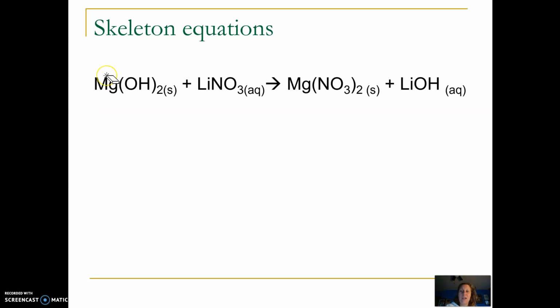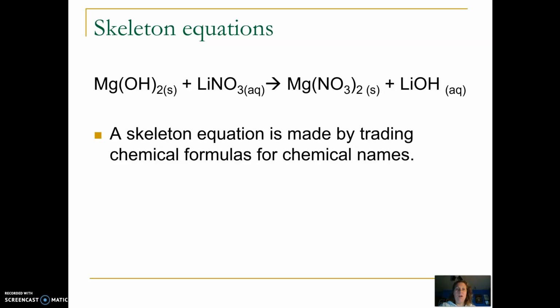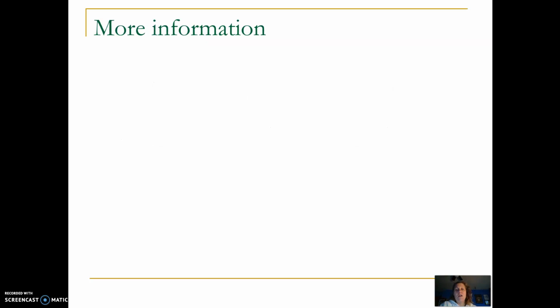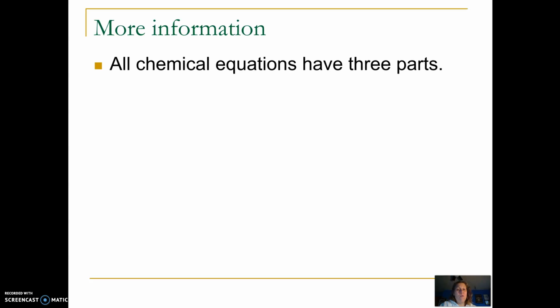So there we go. There's magnesium hydroxide, lithium nitrate produces magnesium nitrate and lithium hydroxide. That's it. So a skeleton equation just switches out the names with the formulas. Again, more stuff to know.